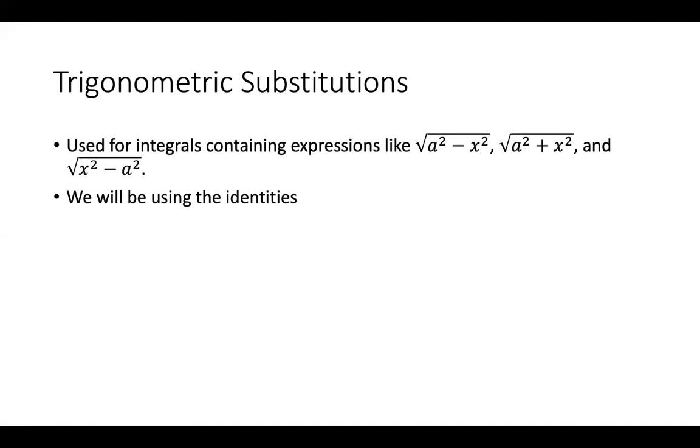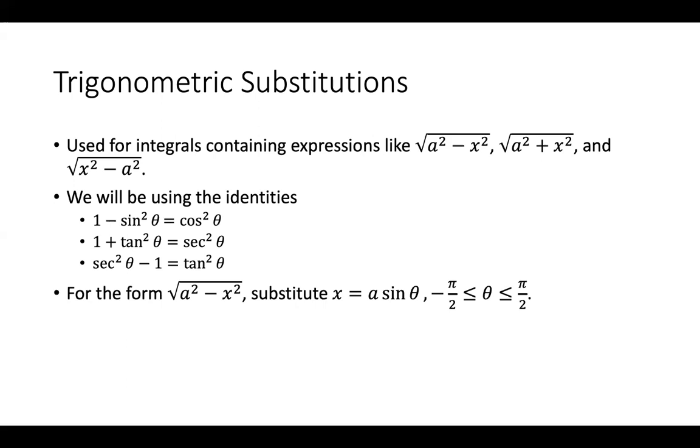We will be using our Pythagorean identities in the following forms. 1 minus sine squared theta equals cosine squared theta. 1 plus tangent squared theta equals secant squared theta. And also secant squared theta minus 1 equals tangent squared theta.